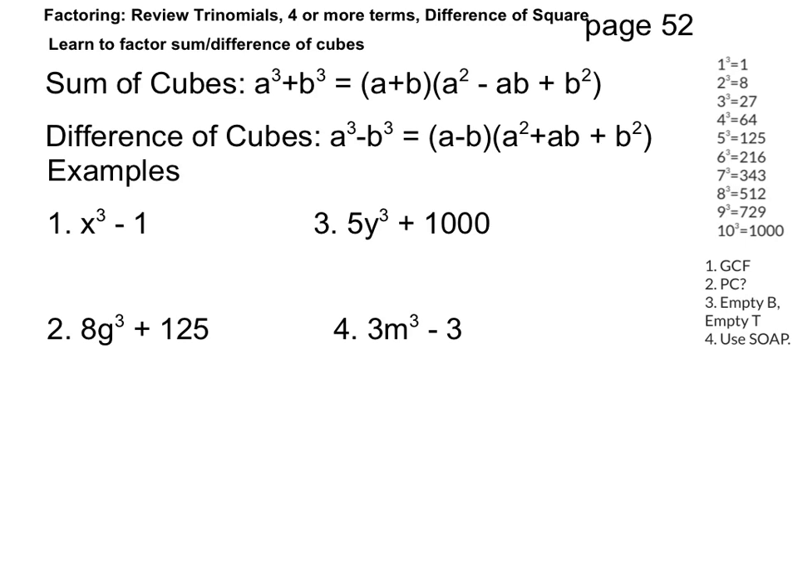I have written the steps that you need to follow over here on the right. These are your steps. As usual, the first thing you do is look for a greatest common factor. Let's do that on each of these. Number 1, there's not a greatest common factor. Number 2, there's not a greatest common factor. Number 3, there is a greatest common factor. Both of these are divisible by 5.